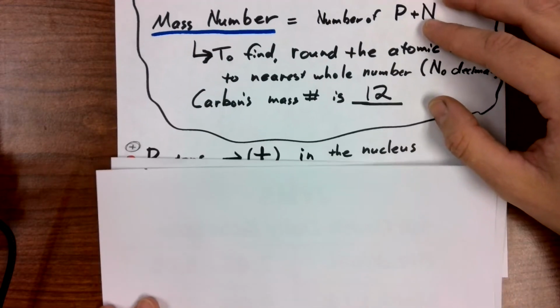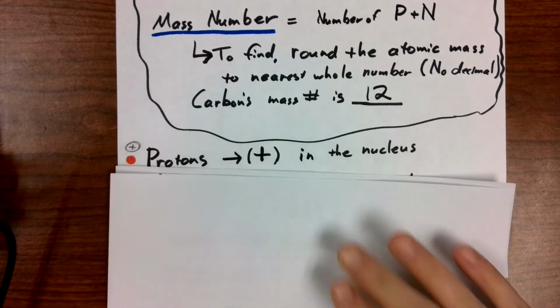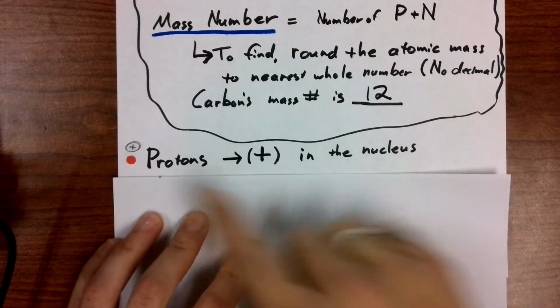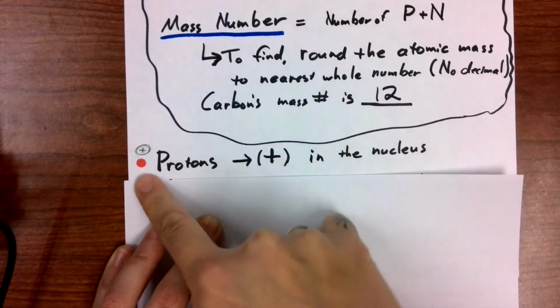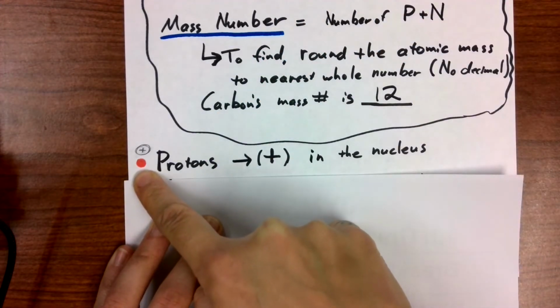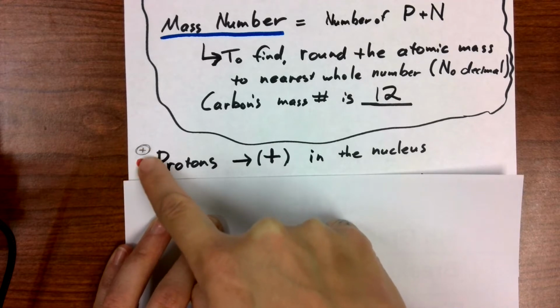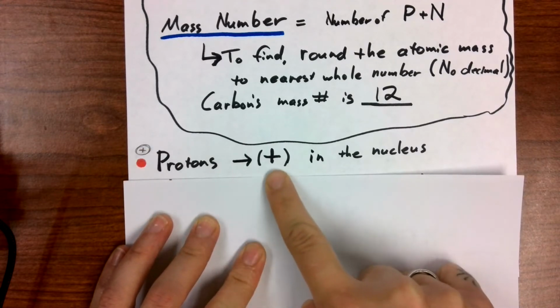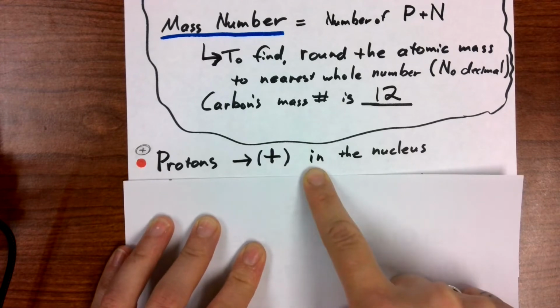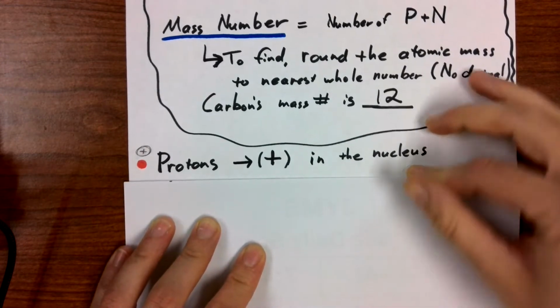Next, we need to talk about the parts of the atom. So we've got protons, which if you have colored pens or markers or whatever, I would indicate with red. If you just have a pencil, indicate it with a circle with a plus sign in the middle. What I need you to know about protons is that they are positive, they have a positive charge, and they are in the nucleus.